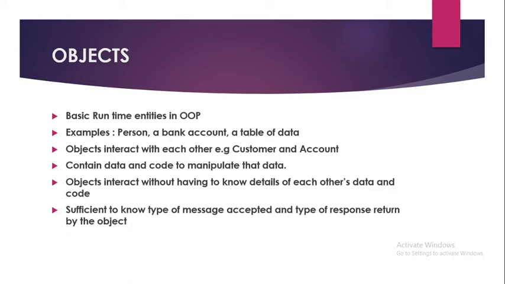So for the interaction, what is required? Just as said, if a customer wants to know the balance from an account object, the customer has to provide only the account number. So which information is important? Only the account number. It is sufficient to know the type of message accepted and the type of response returned by the object. So to know the balance of his account, the customer needs to pass the account number.